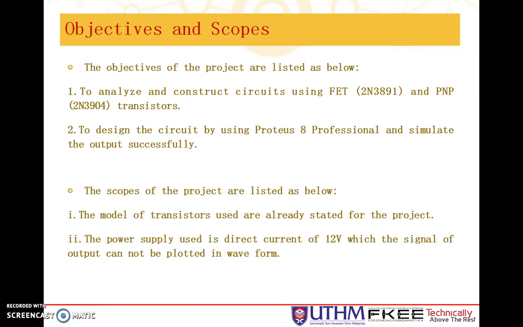The scope of the project is: number 1, the model or type of transistor used is already stated for the project. Number 2, the power supply used is direct current, which is 12 volt, where the signal of the output cannot be plotted in waveform.